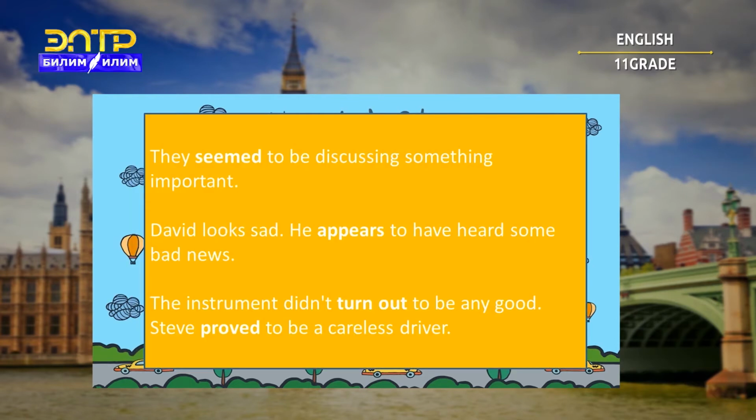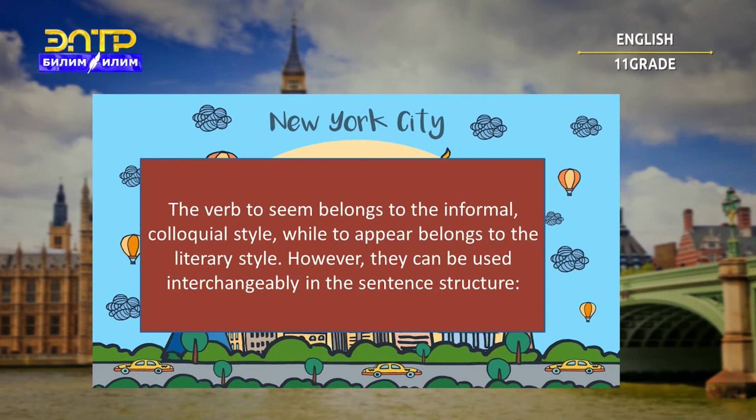For example, they seemed to be discussing something important. David looks sad. He appears to have heard some bad news. The instrument didn't turn out to be any good. Steve proved to be a careless driver. The verb to seem belongs to the informal colloquial style, while to appear belongs to the literary style. However, they can be used interchangeably in the sentence structure.